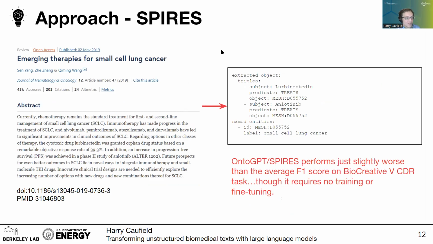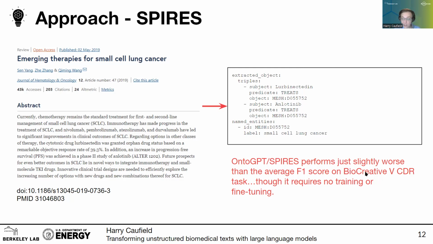In this case, this is a study about small cell lung cancer and therapies thereof. If we apply our chemical disease data schema to it, then right away we can extract a particular set of actually two drugs that we know are used to treat a disease, and we can link that disease name back to a MeSH ID.